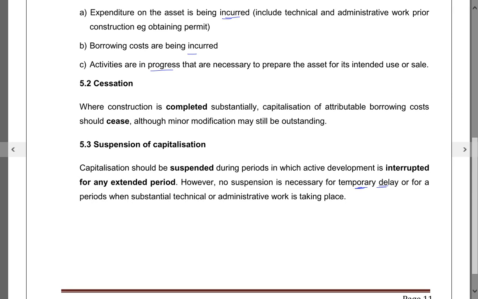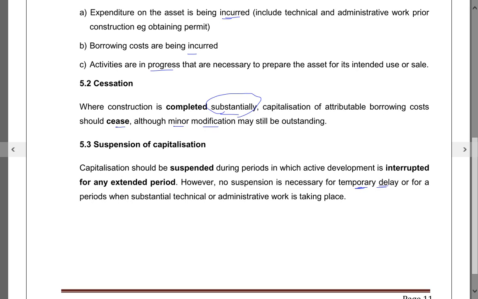If you don't have this, everybody will just continue to capitalize, even though it's already completed. So when do you stop capitalizing? When the construction is completed substantially. Not completely, substantially. So this word is very powerful, substantially. The capitalization of attributable borrowing costs should cease, although minor modifications may still be outstanding.